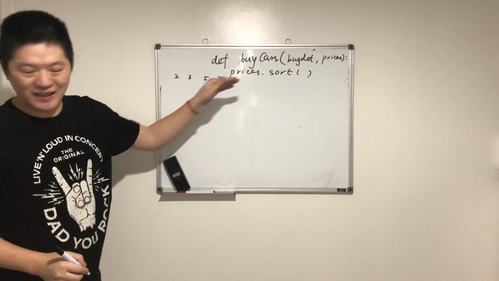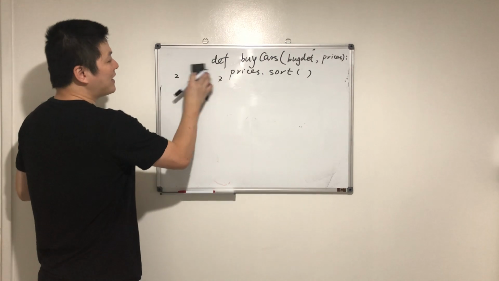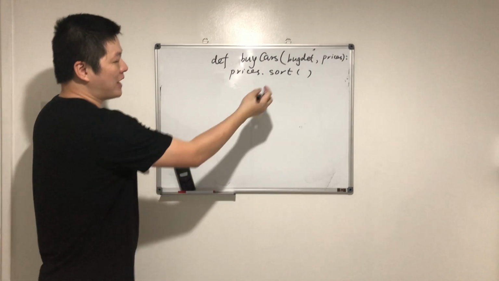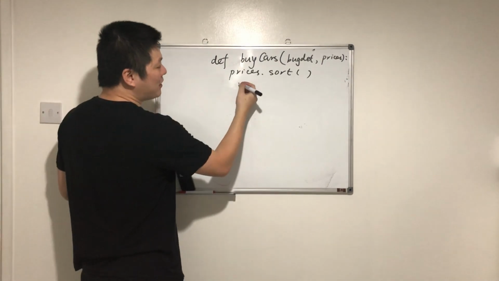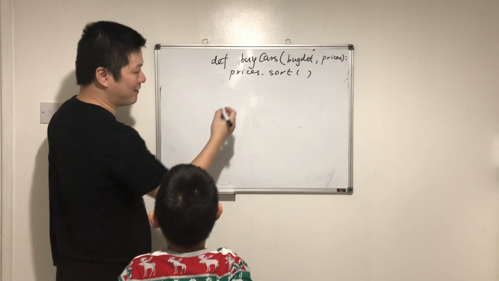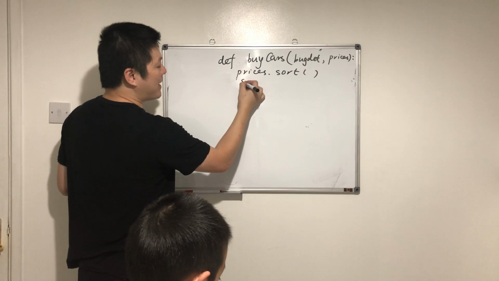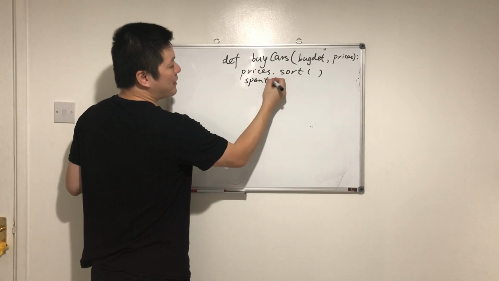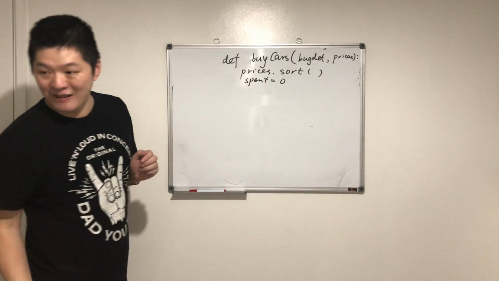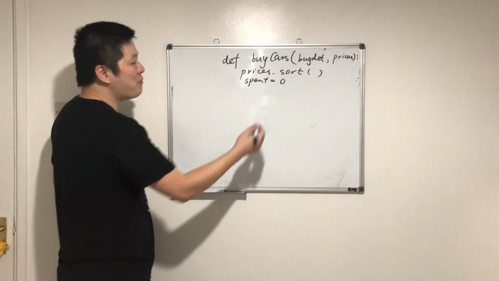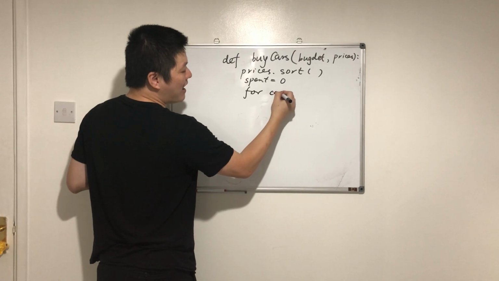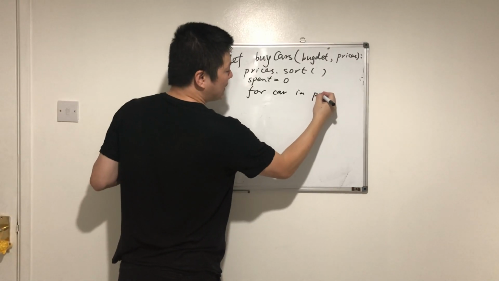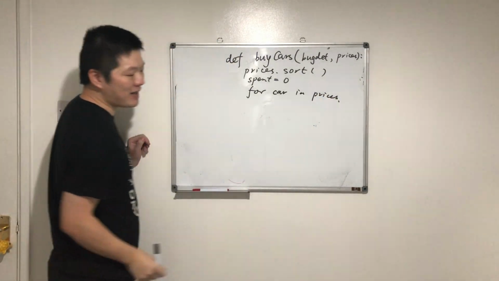Okay, so this is sorted. Then we have a budget. Then we need to have a current amount of money, right? Let's call it spend. At the beginning, we spend nothing, 0, right? Now we need to go through the prices. So for car in prices.